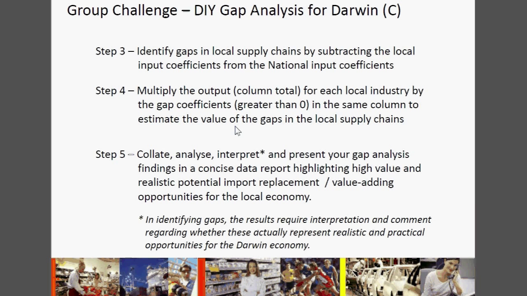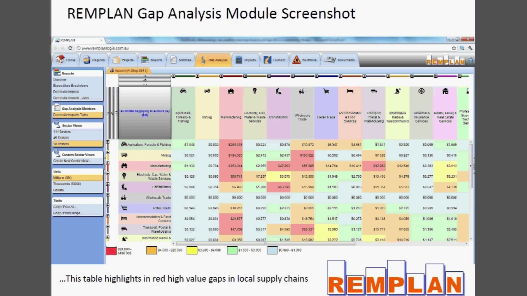Now, and this is where the interpretation comes in. The model will identify gaps, which might just be the reality of the Darwin or the Northern Territory economy. There's no way that those particular goods and services can be supplied locally. And that's where your interpretation as practitioners comes in, to basically sort out the difference between those gaps which, well, okay, you've identified a gap, but there's really nothing we can do about that, as opposed to those gaps which actually do represent realistic opportunities to boost economic activity in the local production, replace some of those gaps with local production, thereby increasing value adding and gross regional product.